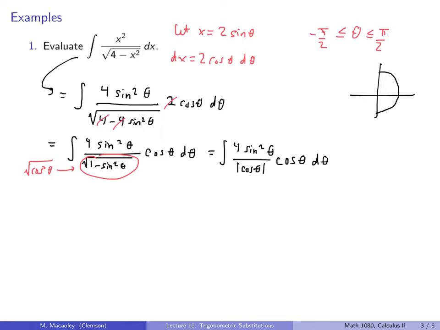And now what I want you to notice is that I chose this domain. So cosine of theta on here is greater than or equal to 0. And if that happens, then this is equal to just plain old cosine.